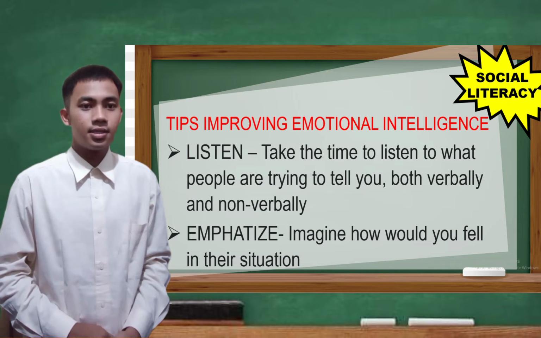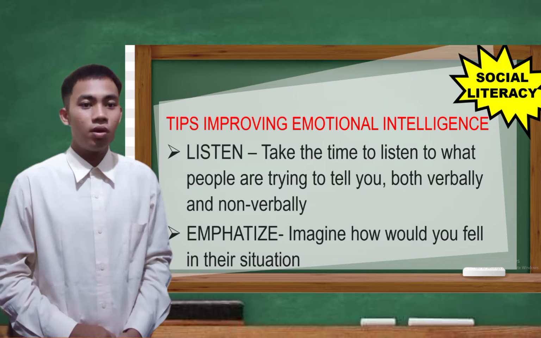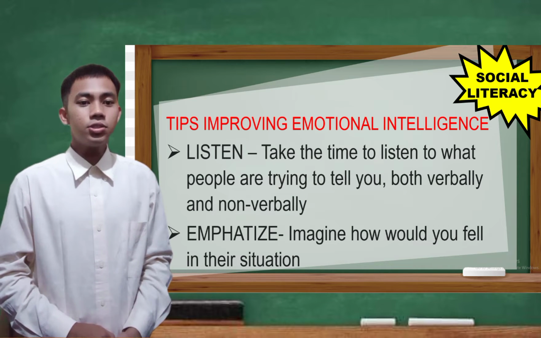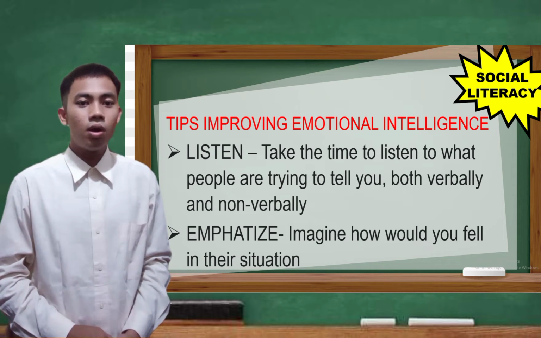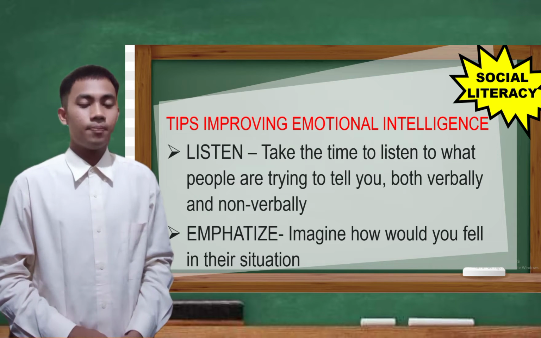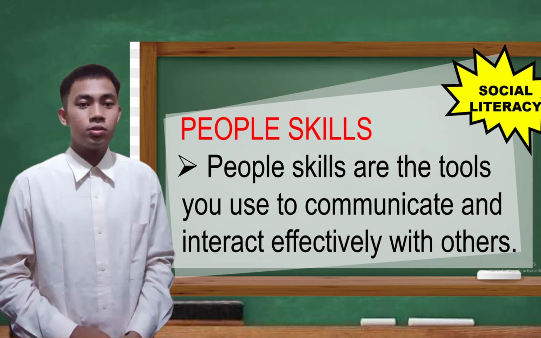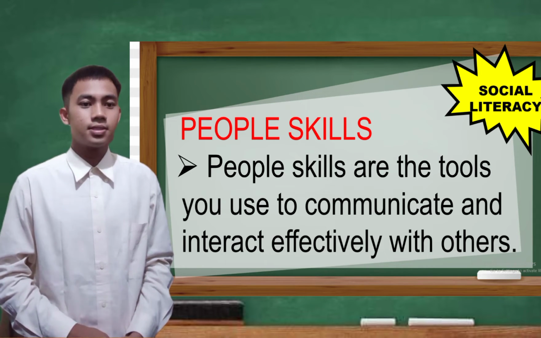First is listen. Take the time to listen to what people are trying to tell you, both verbally and non-verbally. Second is empathize. Imagine how you would feel in their situation. So the ability to listen with emotion is an important part of emotional intelligence. Consider how their own emotions influence your decision and behavior. So let's move on to the last subtopic of social literacy, which is people skills.